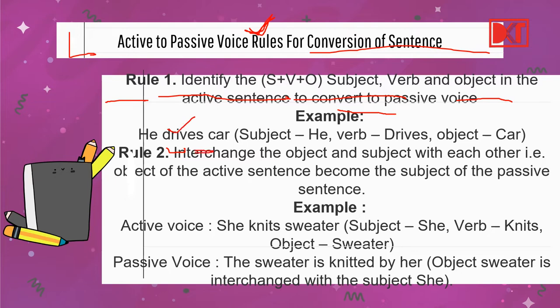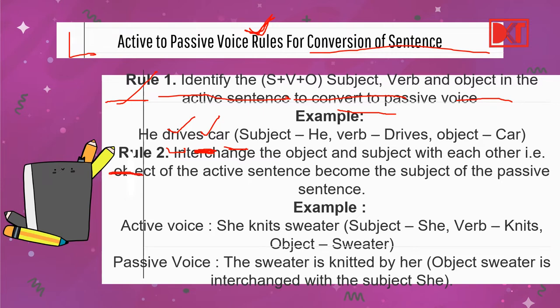Verb तो हमें पता है, verb क्या बताता है हमें? Verb is the word that tells us about the action. So क्या action हो रहा है यहाँ पे? Driving हो रही है, drives. So verb हो गया. और car किस पे action हो रहा है? Object पे. Object क्या है हमारा? Car. Okay, pretty easy. अपने sentence में हमको बस subject और verb और object identify करना है. Rule one हो गया, step one हमारी complete. ठीक है.